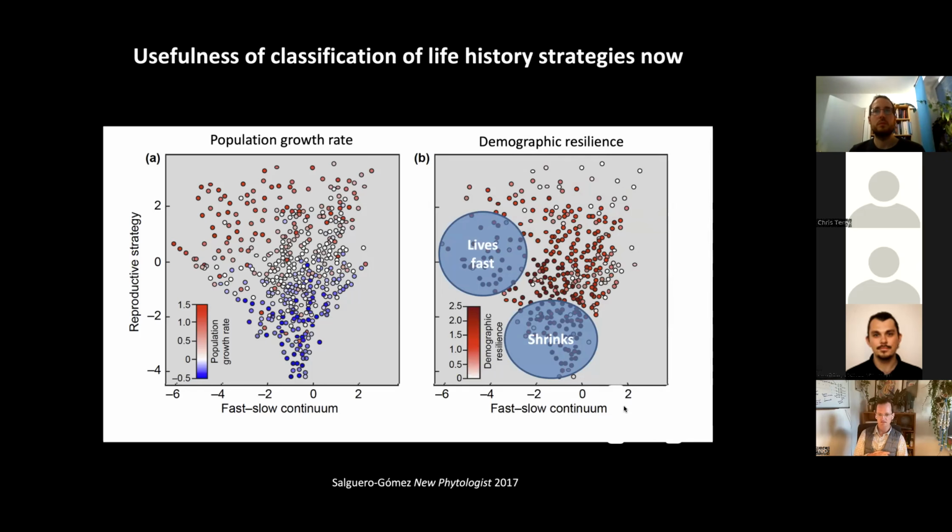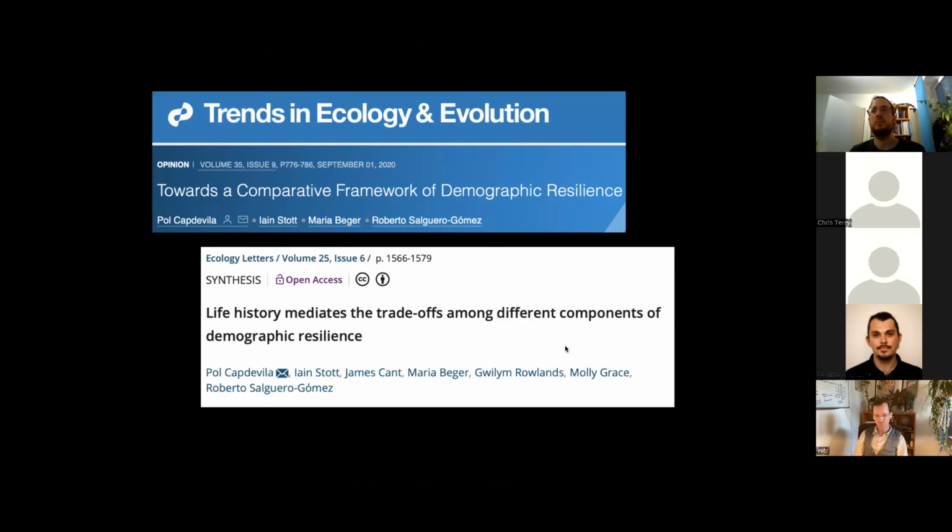So what we can see here is that the degree of demographic resilience, measured as per the damping ratio, which measures how quickly a population will go back to equilibrium after being perturbed, is maximized following two strategies: one, species that live fast, and two, species that have a high ability to decrease in size. Perhaps when things get tough, either they live fast and they set seeds to recolonize the population, or they decrease in size in hopes that the next year it will be more advantageous and they will grow up again.